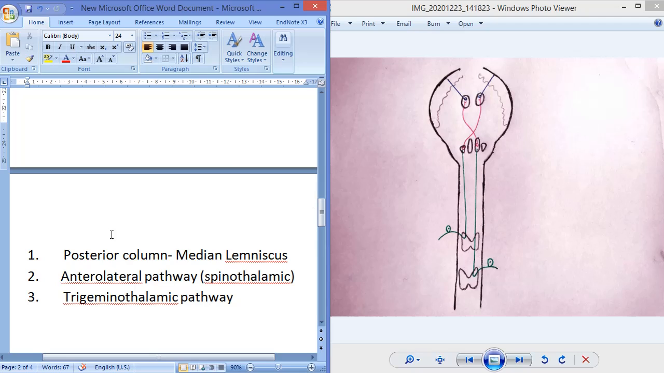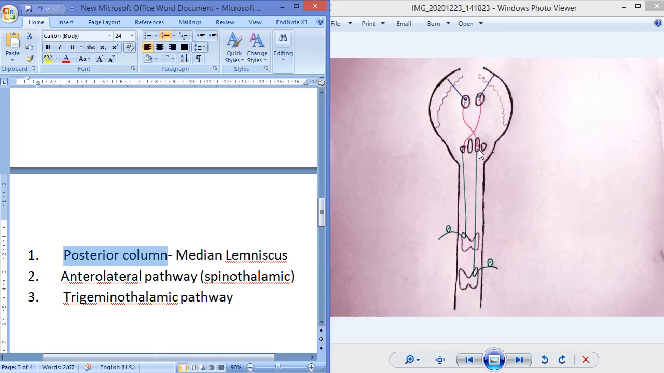Now, why is this pathway called the medial lemniscus pathway or posterior column medial lemniscus pathway? Because there are two tracts in this pathway. One tract is the posterior column. The posterior column is made by the first order neuron, over here, this first order neuron and this first order neuron. This tract goes posteriorly in the spinal cord. That is why it is called the posterior column. The tract of the axons of the first order neuron is called the posterior column.